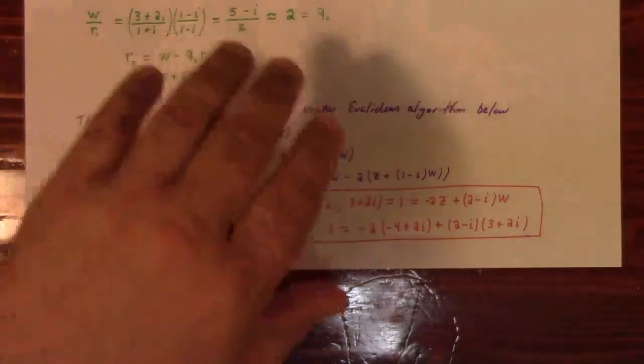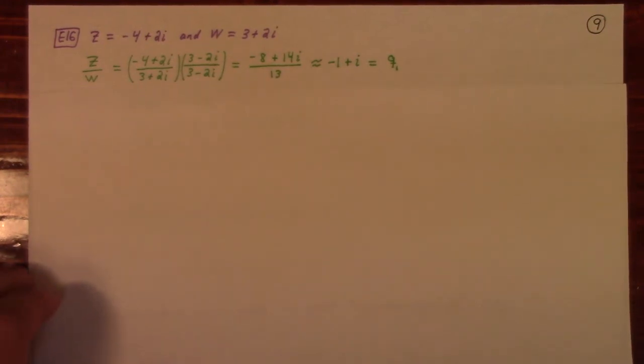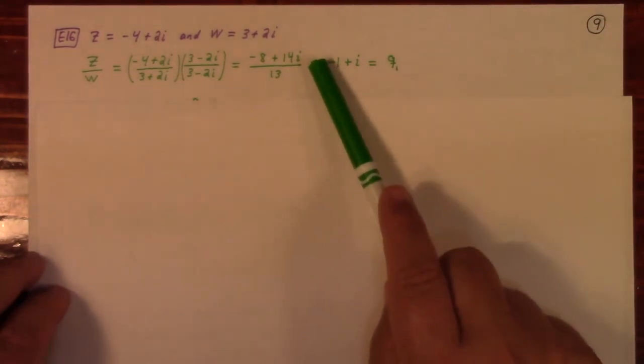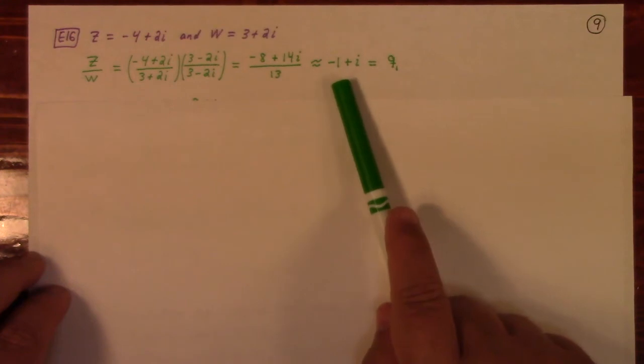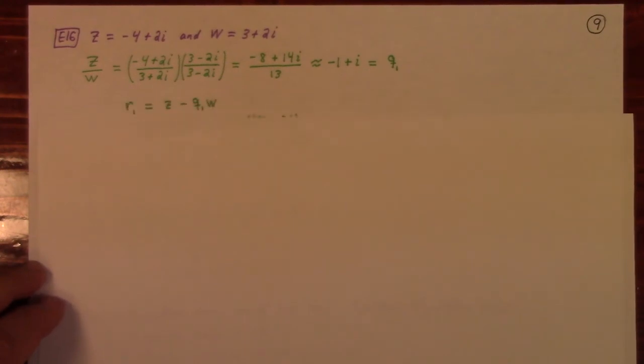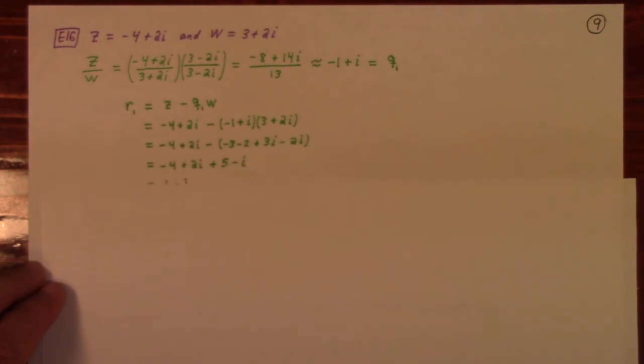One more example. So here we have z is minus 4 plus 2i, and w is 3 plus 2i. I want to calculate the GCD of these guys. So I'm going to illustrate division, and a successive division where I'm doing the Euclidean algorithm, right? So z over w works out to minus 18 plus 4i over 13, which is close to minus 1 plus I. That's my q1. So then r1 is z minus q1 w, which works out to 1 plus I.